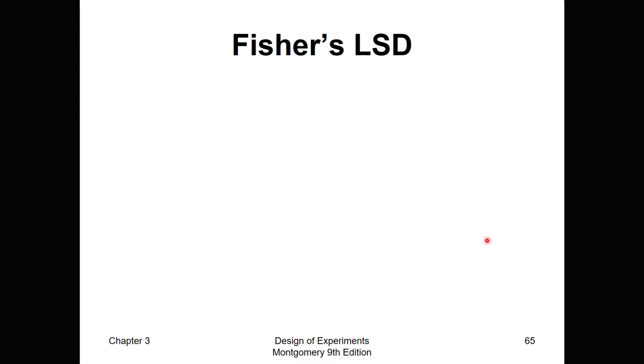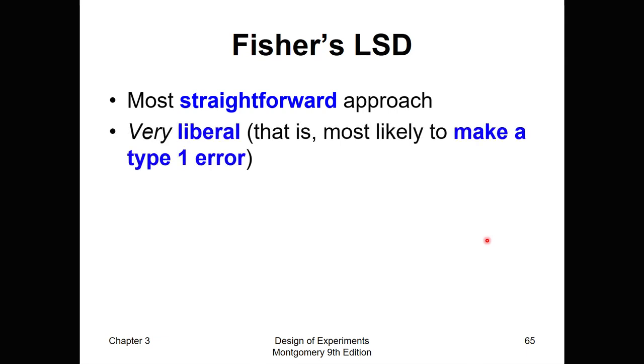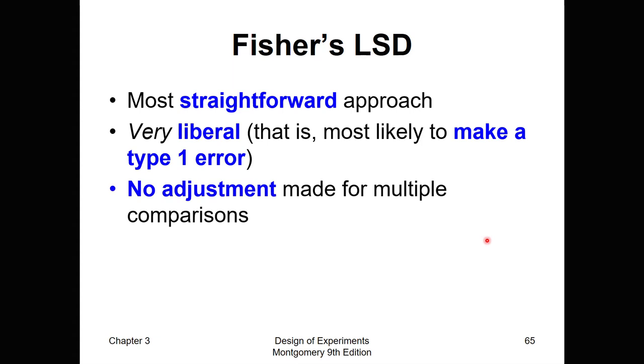All right, well, let's talk about each one in a little bit more depth. So Fisher's LSD, we've already referenced. It's certainly the most straightforward approach. It is very liberal, and when I say liberal, I don't mean like politically liberal. In statistics, liberal means it's more likely to make a type 1 error. So Fisher's LSD is the most likely to make a type 1 error of all these. Why? Well, it doesn't make any adjustments for the multiple comparisons problem.